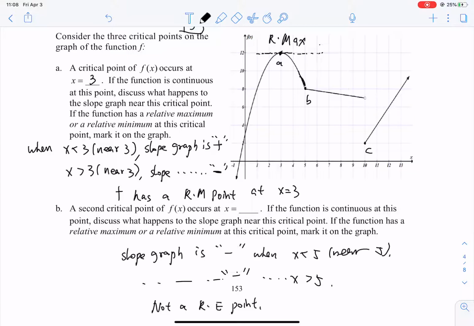Next, let's check if this critical point is a relative extreme point by using the first derivative test. Then you can see the left part is decreasing. That means the derivative is negative. The right part is increasing. That means the derivative is positive. So actually, the sign changes. So this is a relative minimum point.